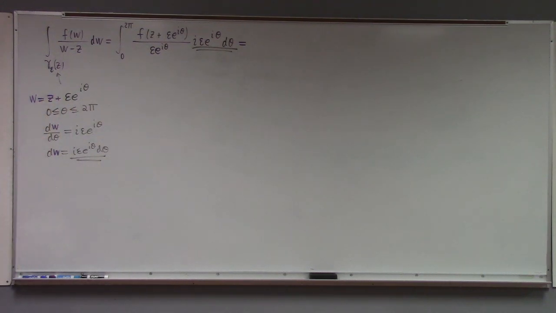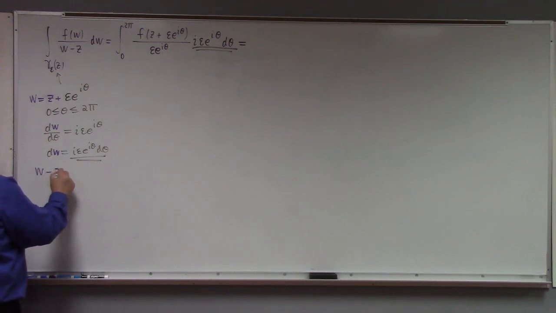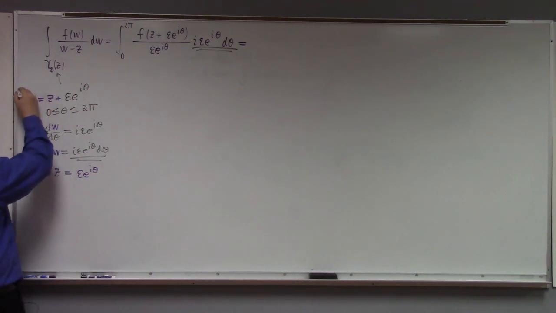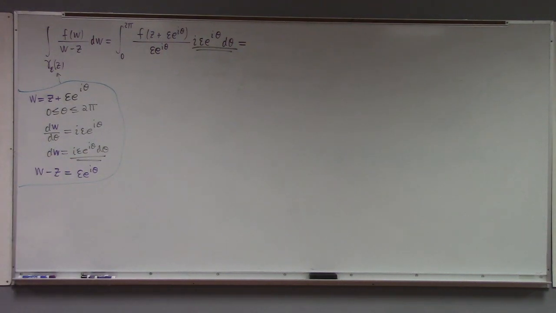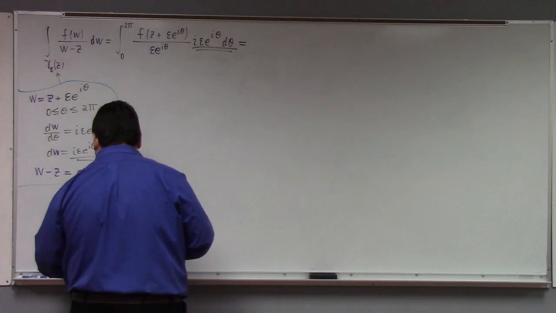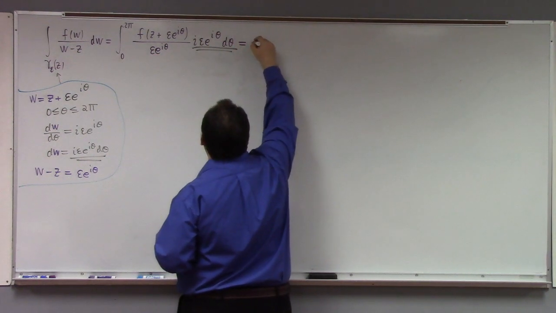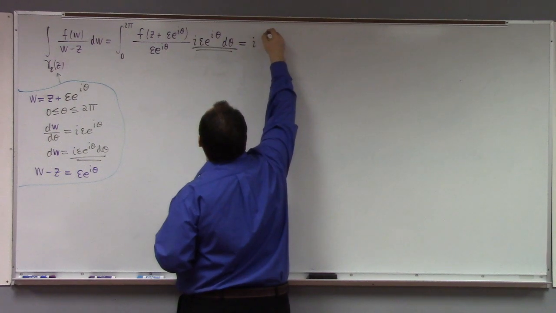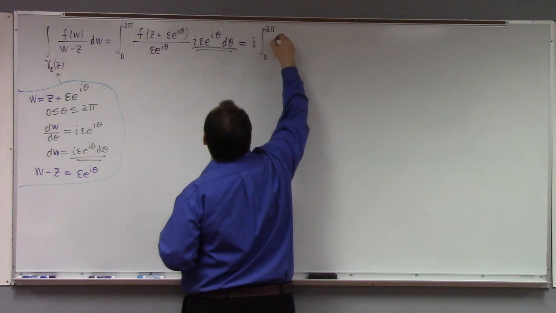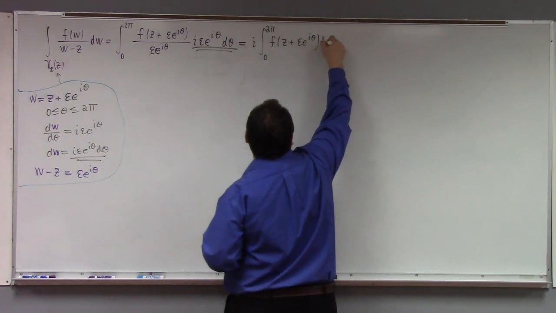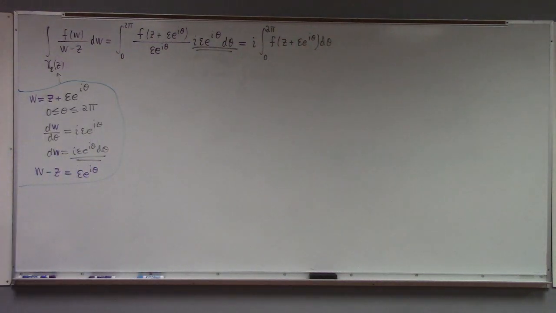Then W minus Z is what? So that's the denominator. And that's just the definition of the complex integral. And as such, this leaves us with what? The epsilons cancel, and I think we get I times the integral from 0 to 2 pi of f of Z plus epsilon e to the I theta d theta, which doesn't look particularly helpful.